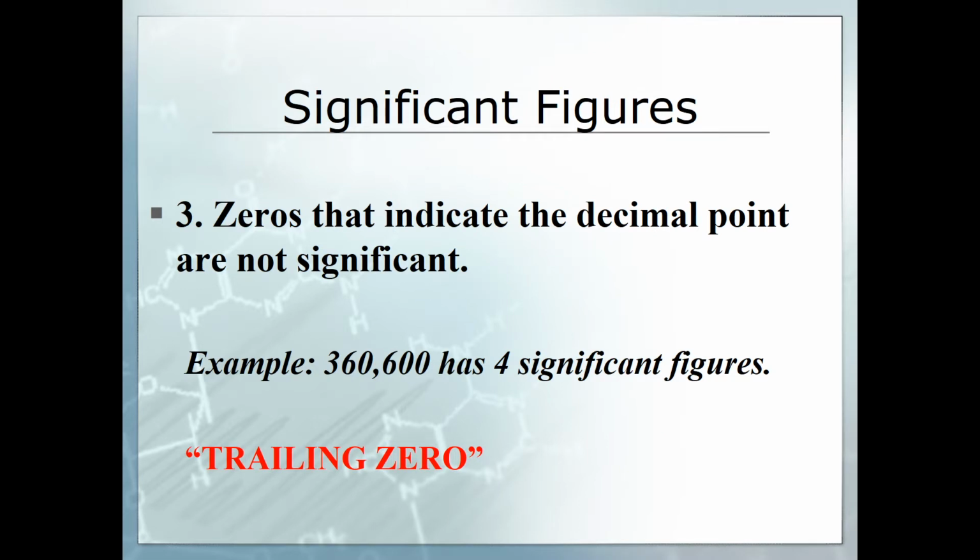Zeros that indicate the decimal point are not significant, meaning that if it's to the left of the decimal point and there's no decimal point there, those zeros are not significant. So 360,600 only has 4. The last 2 are only there to indicate its position, that this is 360,600 and not 3,606. So those 2 zeros were only added to indicate where the decimal point should go.